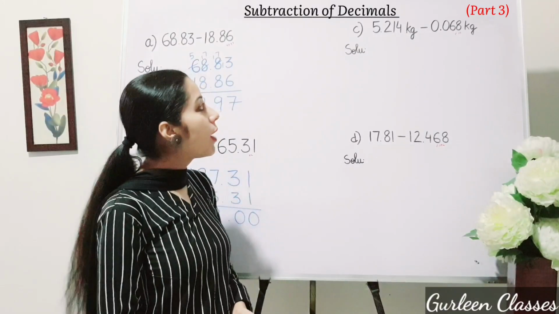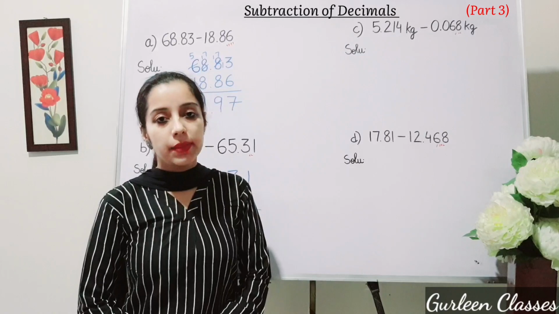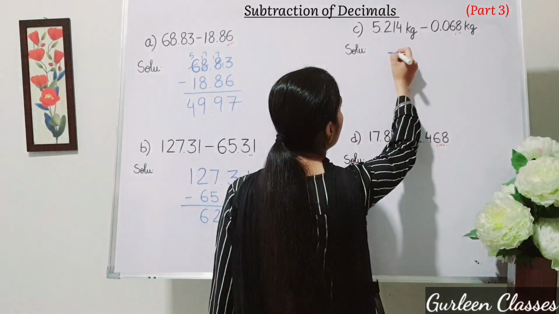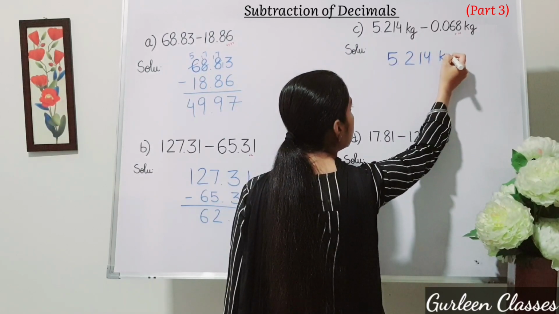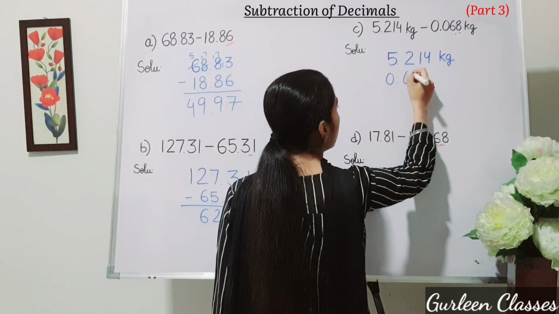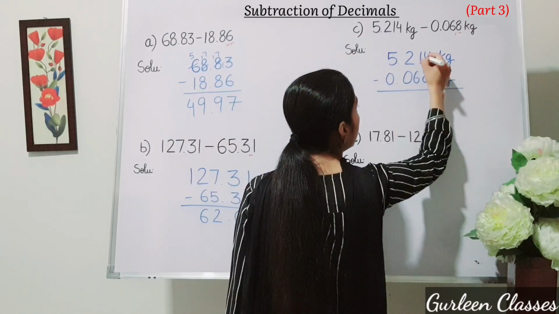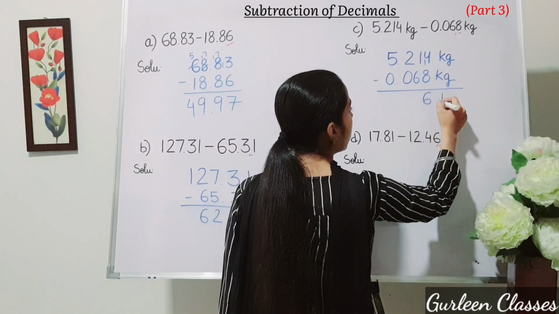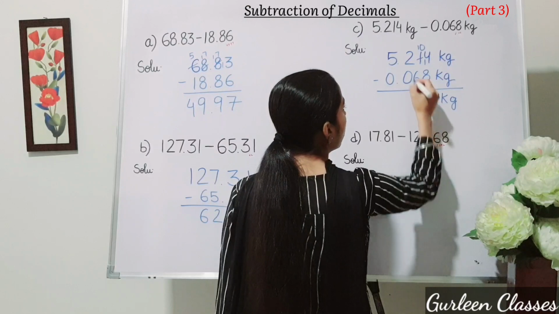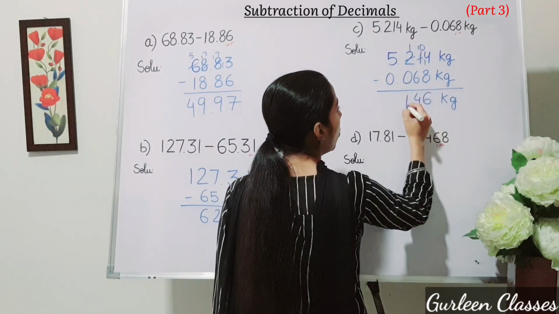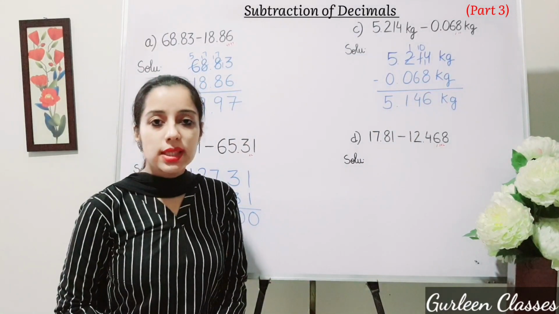Now C part: 5.214 kg minus 0.068 kg. So let us subtract. Right here 5.214, write the unit kg, then 0.068 kg. So let us subtract. It will be 14 minus 8, 6, and right here kg. It will be 10, 10 minus 6, 4. It will be 1, 1 minus 0, 1. Then 5 minus 0, 5. So the answer is 5.146 kg.